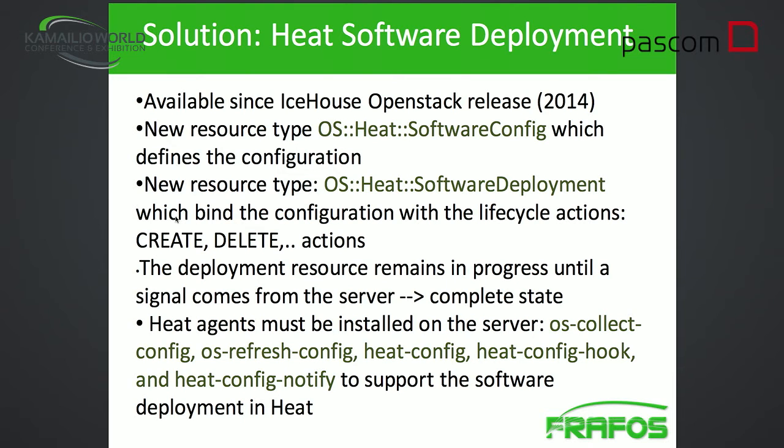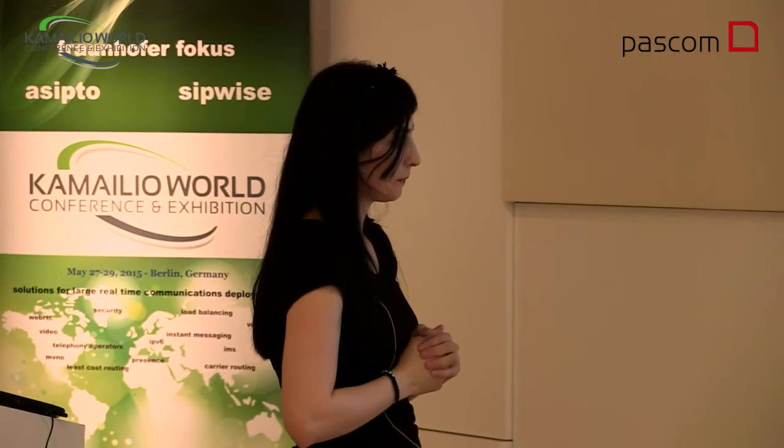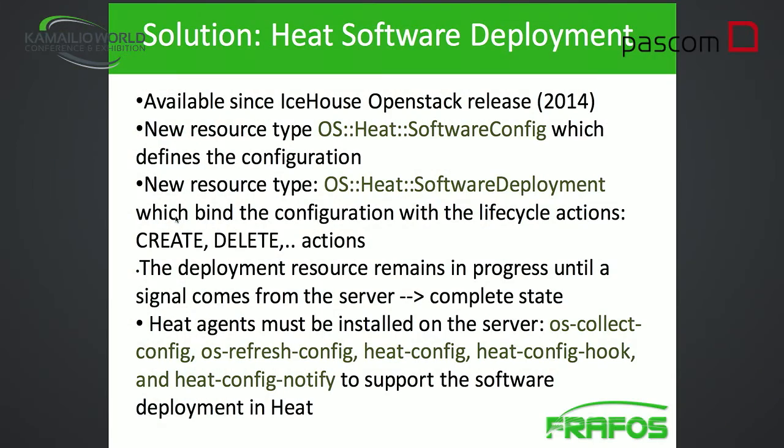So we will use what is called Heat software deployment. It's available since the Icehouse OpenStack release. We have a new resource type which can be defined in the template. This type, software config, defines the configuration which should be applied on delete. And software deployment binds the configuration with the lifecycle hook, which is, in our case, delete. This resource will wait for the server until it drains its sessions, and then when it's finished, it will move to complete state.